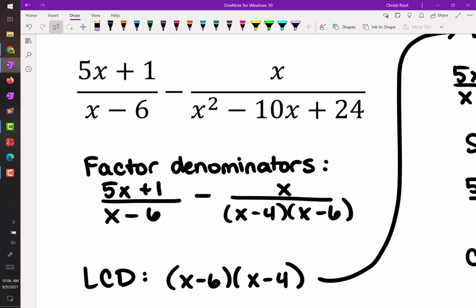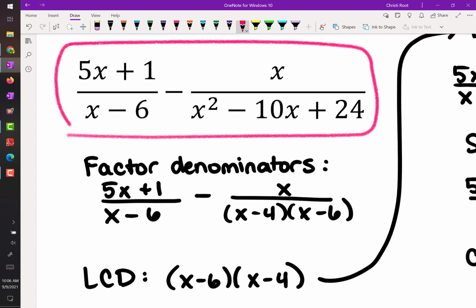Okay, so we start with this right here, and it looks very intimidating. So look at the first fraction. I have a denominator of x minus 6. It's just a simple x minus 6 binomial. I can't factor it. I'm just going to leave it alone right now.